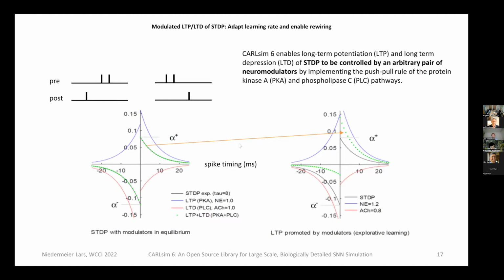And here we're showing some long-term potentiation and long-term depression of STDP curves. On the left figure, the green curve shows a balanced level of LTP and LTD. In CARLsim 6, a new feature is that we could use an arbitrary pair of neuromodulators to modulate the relative strength of LTP and LTD. That would allow for learning and unlearning to happen more dynamically, as shown on the right figure.